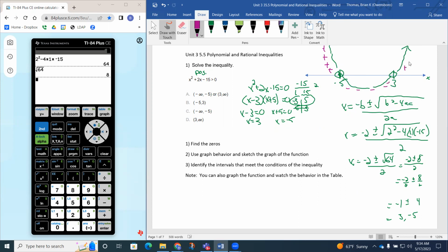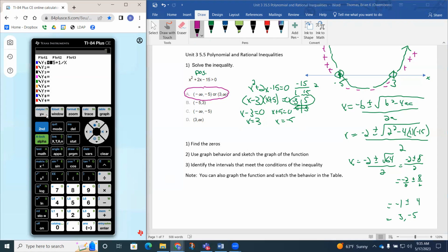If you're above the x-axis, you're positive. So since we were looking for positive values, notice that that's going to happen left of negative 5. So like negative infinity to negative 5, or from 3 to infinity would be what we're picking up on. So that would be the solution to this problem, is that's where it's positive. Now you also could graph the function and watch the behavior in the table.